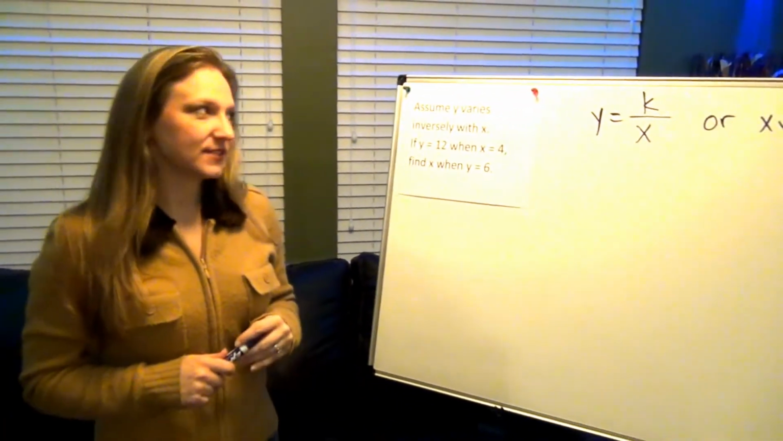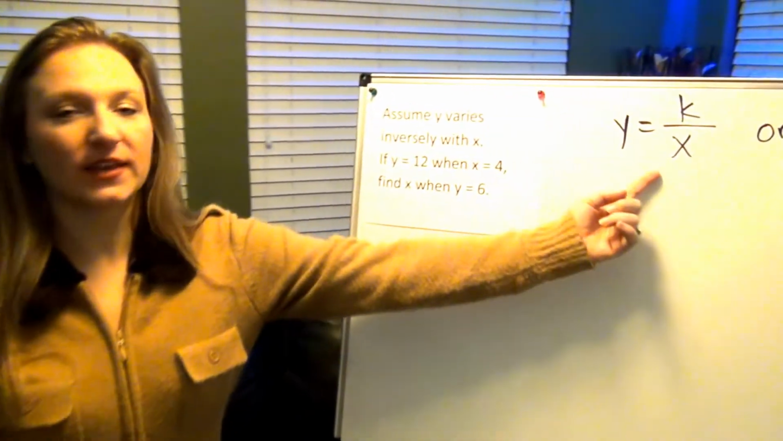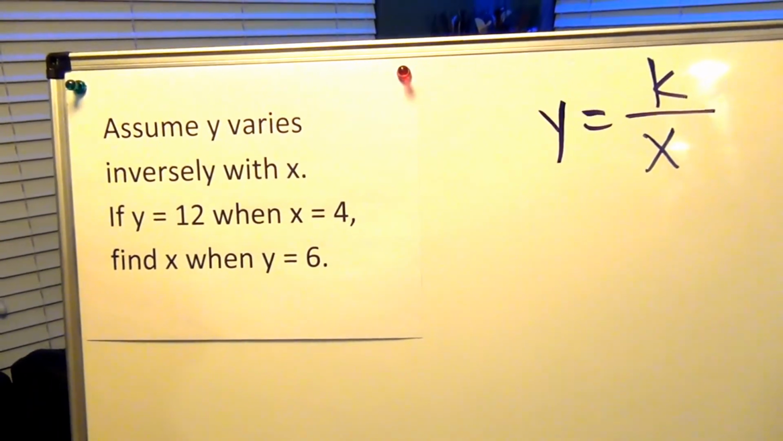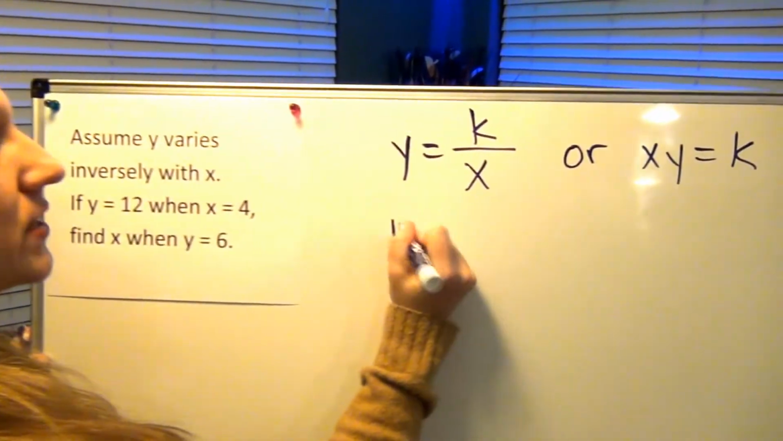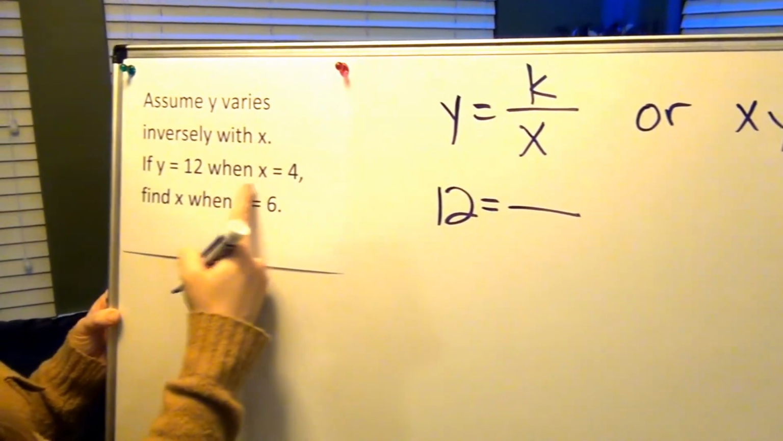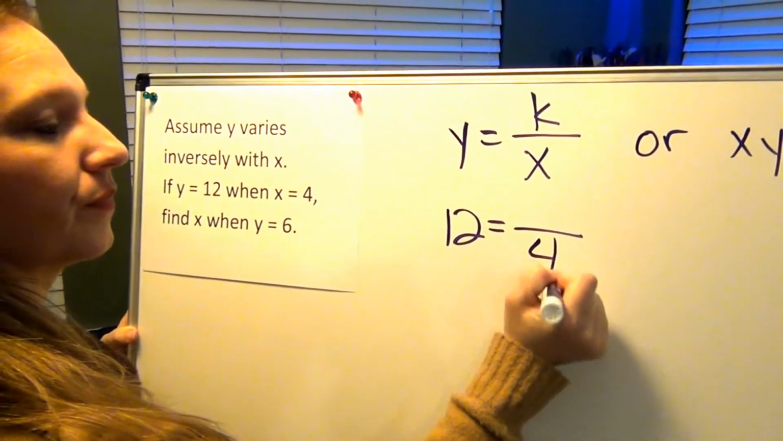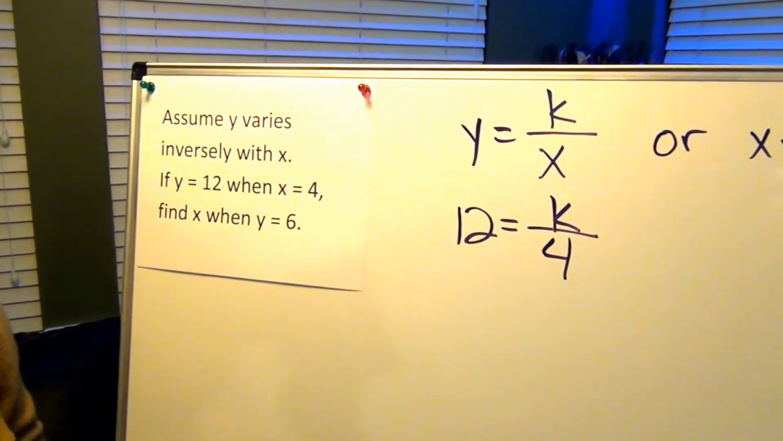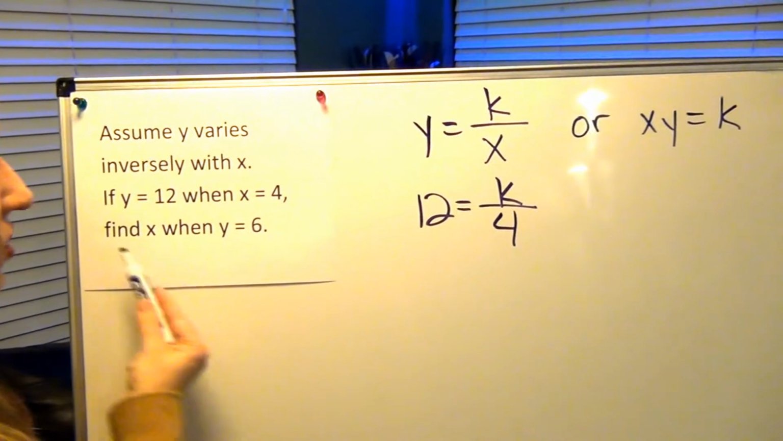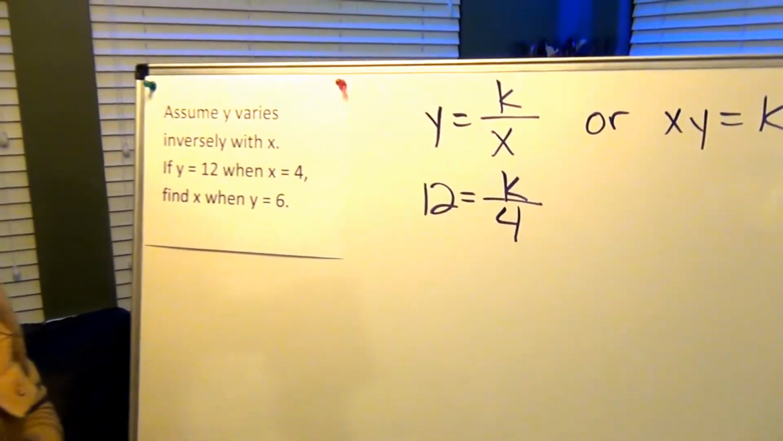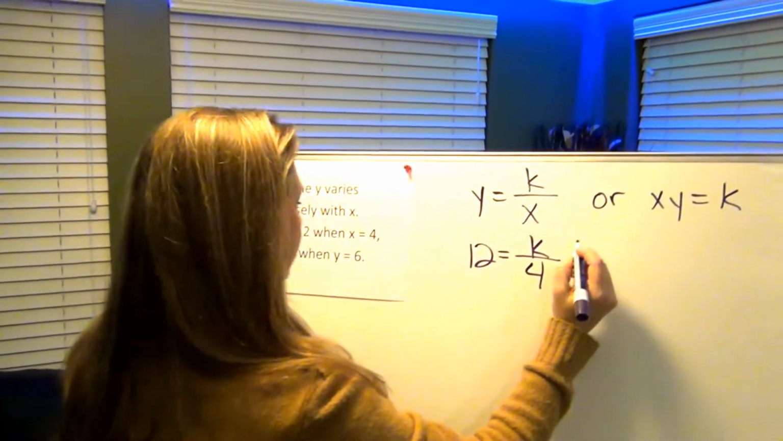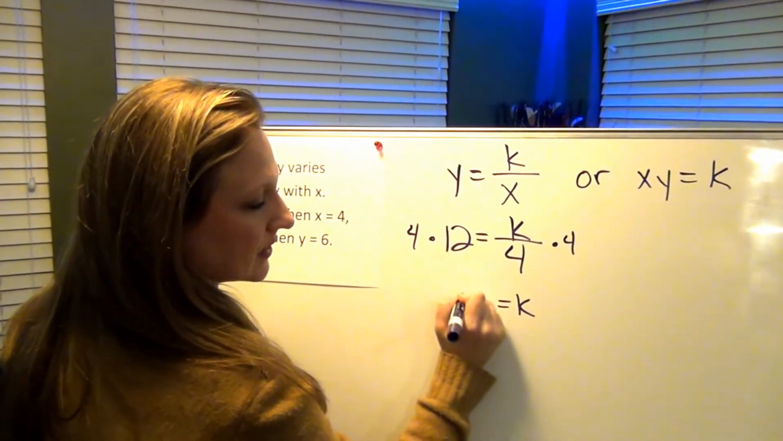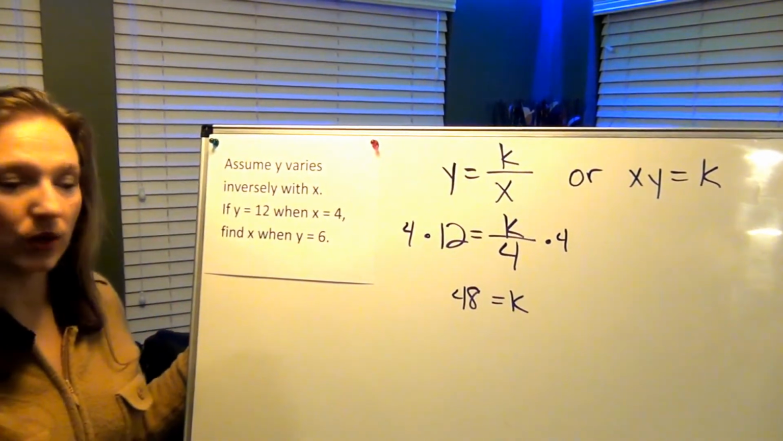Assume that y varies inversely with x. They're giving us this formula right here by saying that. If y is 12, so let's plug in y is 12, when x is 4, find x when y is 6. So we first need to find our constant so that we can answer the second part of the question. So we will multiply by 4, telling us that our constant of variation is 48.